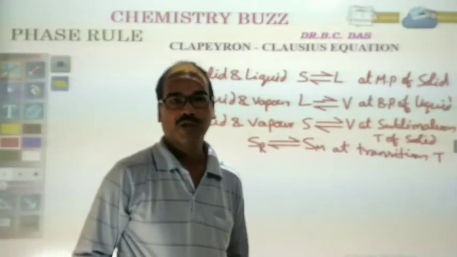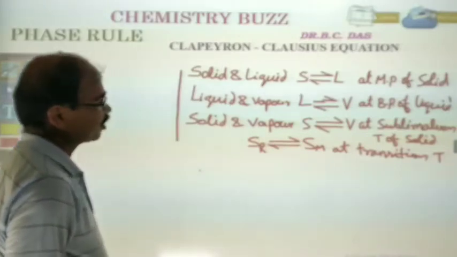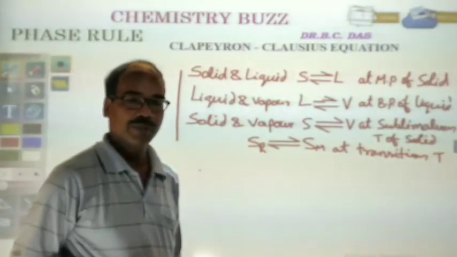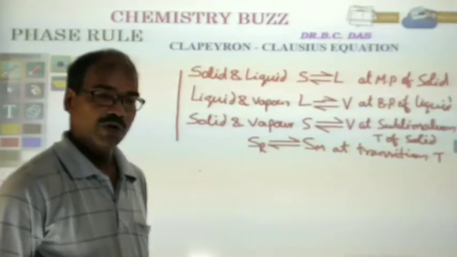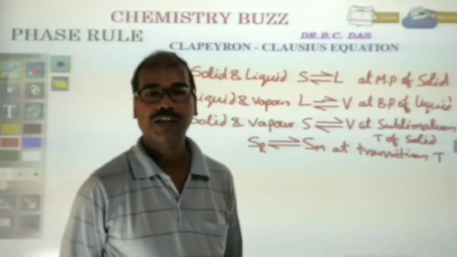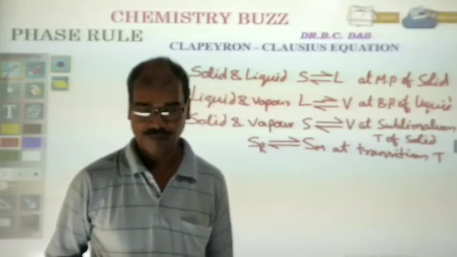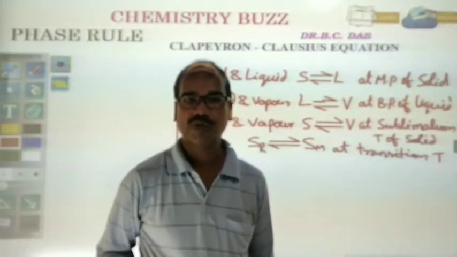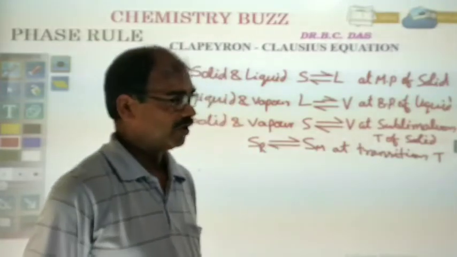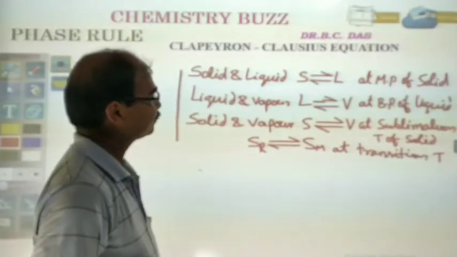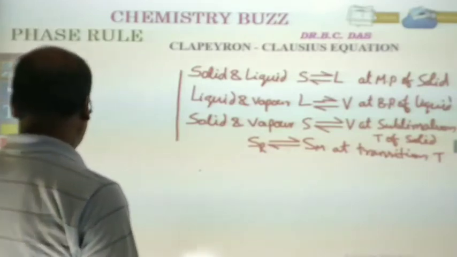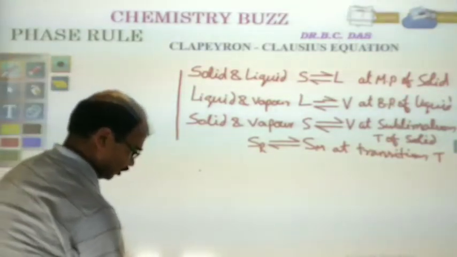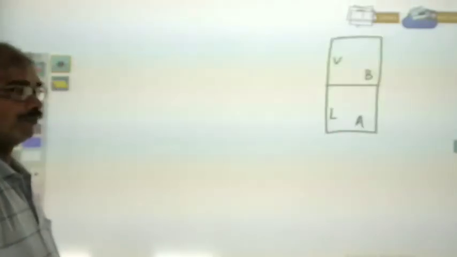The Clapeyron equation is very important. So we should derive the Clapeyron equation, which will be used in the next videos when we will learn one-component systems, that is the water system, sulfur system, carbon dioxide system, etc. So let us derive the Clapeyron equation.